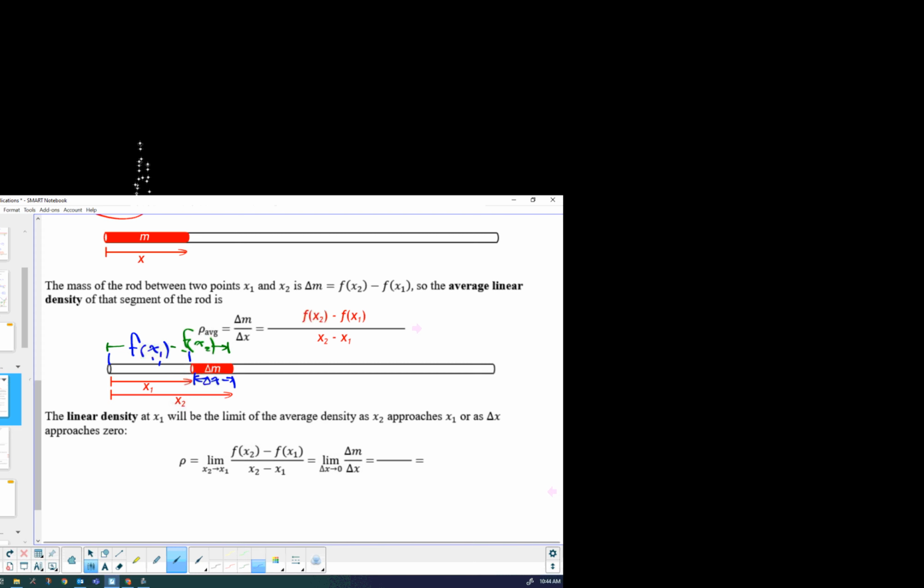Yep. Grams over centimeters, something like that would be the units. So units of mass over units of length. Yep. That's what linear density is.